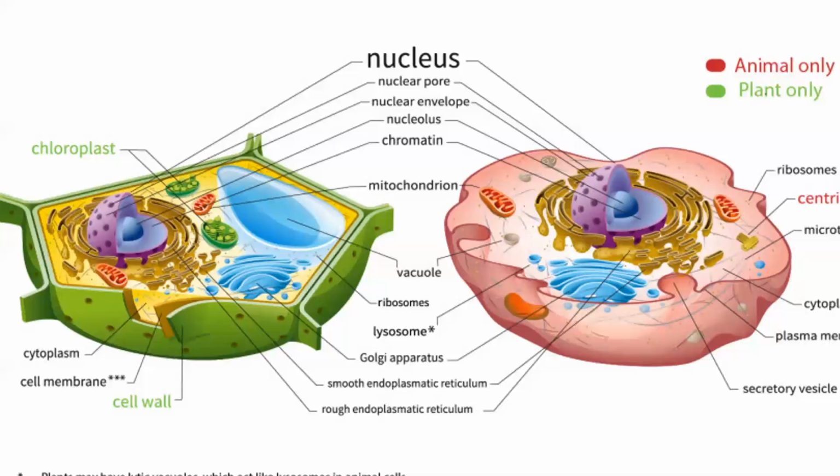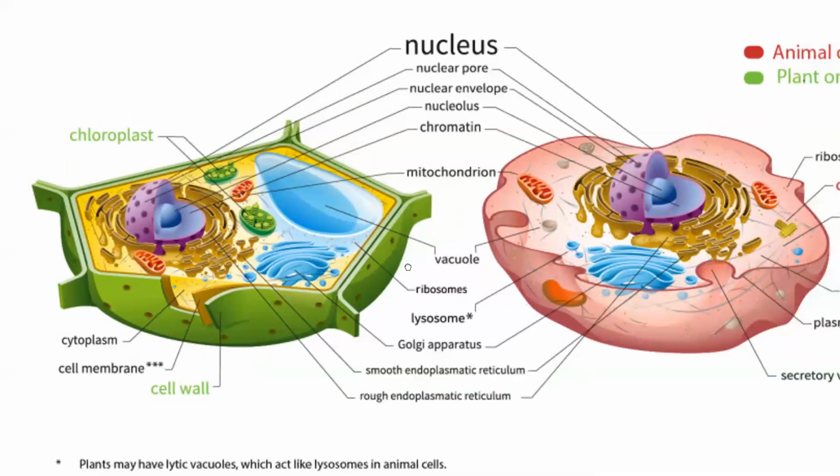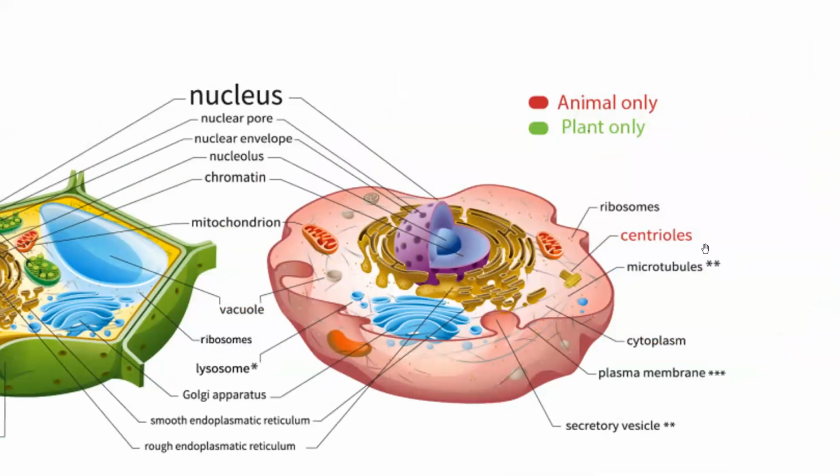Like nucleus, nuclear pore, various ribosomes, Golgi apparatus, smooth endoplasmic reticulum, and various others. But there are still some things which are not common. For example, chloroplast. Chloroplast is present in plant cells only. Cell wall is present in plant cells only. In animals, centrioles are present in animals only. So these are some of the differences. We will study about it.